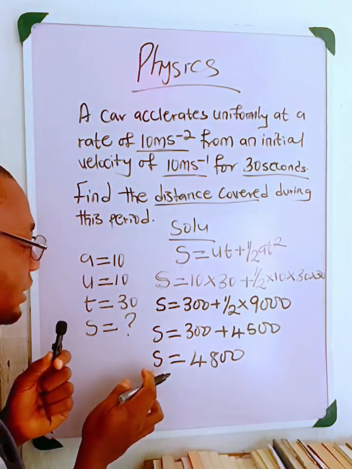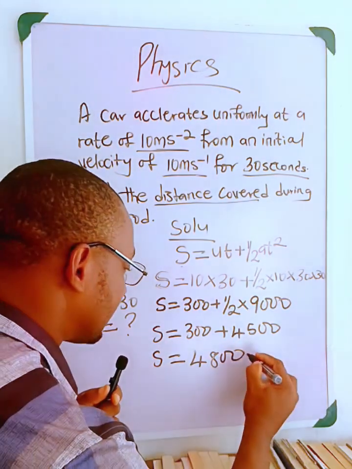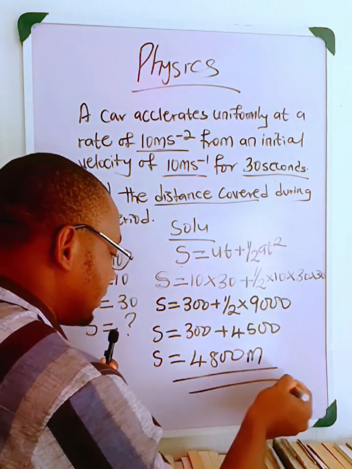X equals 300 plus 4,500, which is 4,800. This is distance. The unit of distance is meters. So this is the value.